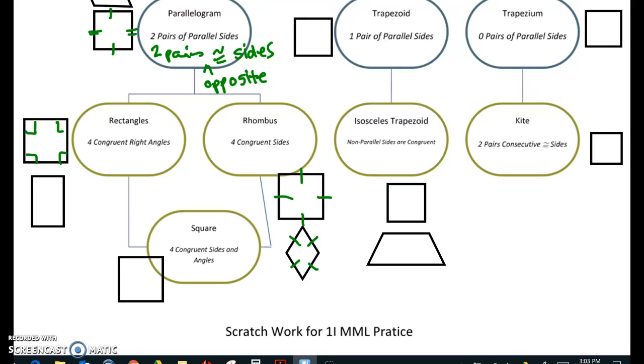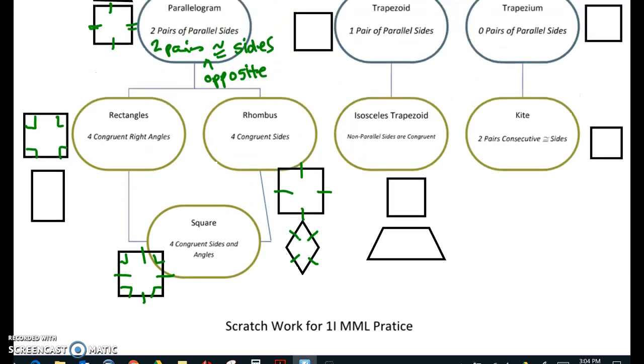When a rhombus and a rectangle happen at the same time, that shape is called a square. A square is a parallelogram with four congruent sides, so that's my rhombus marking, and four congruent right angles. Boom. That is my rectangle marking. Let me try that again without the thing jumping all over it. Okay. So four congruent right angles, four congruent sides. That's a square. So that is our parallelogram family.